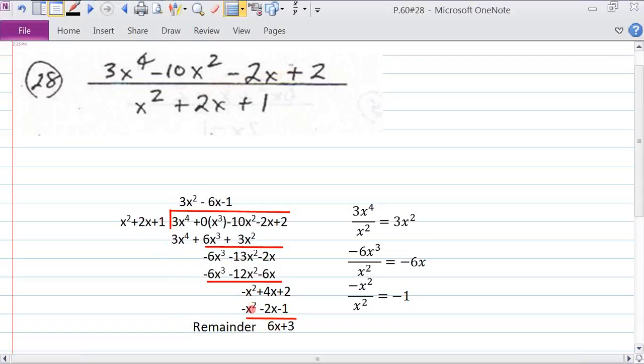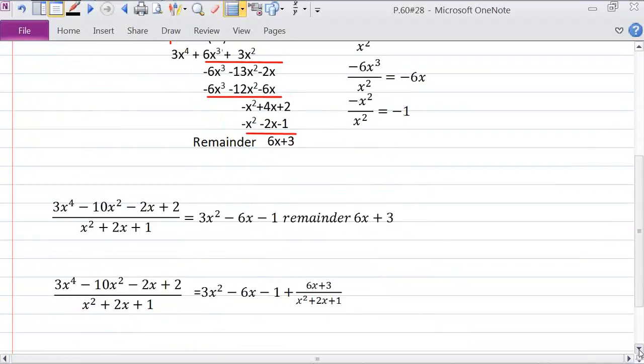This minus that: minus x squared minus minus x squared sums to 0. 4x minus minus 2x gives us 6x. And 2 minus minus 1 gives us 2 plus 1, or 3. So the remainder is 6x plus 3.